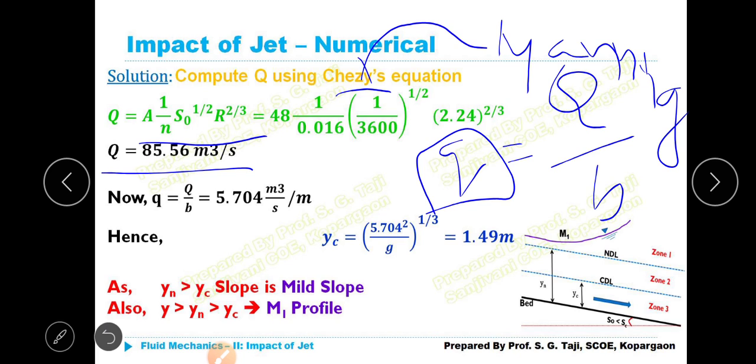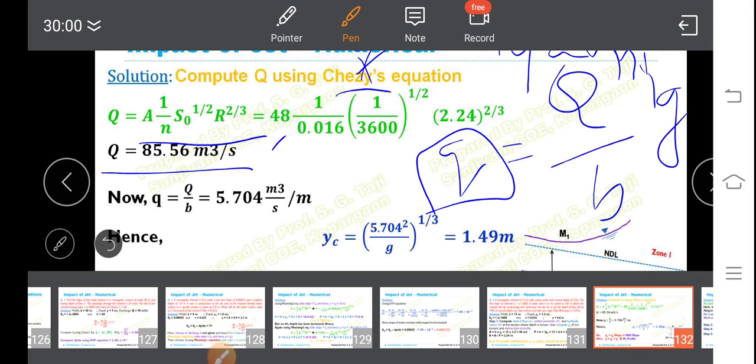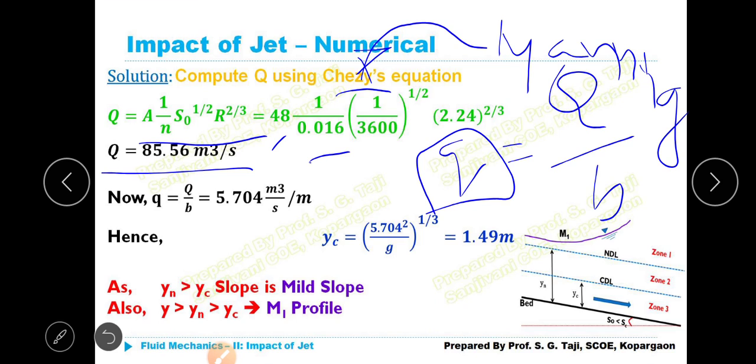If you know the concept and the formula, even though there is a printing mistake, you can overcome the difficulty. Q is equal to capital A multiplied by 1 over n, S naught whole to the power of half, R to the power of 2 by 3. That is equal to area we have calculated as 48, 1 upon n, that is 0.016, bed slope 1 upon 3600 whole to the power of half, R is 2.24, which we calculated in the previous PPT, whole to the power of 2 by 3.